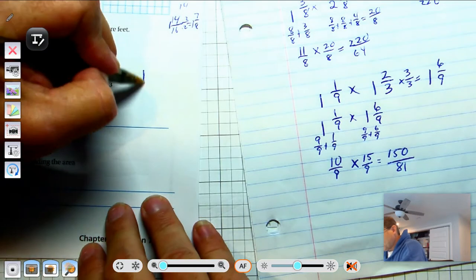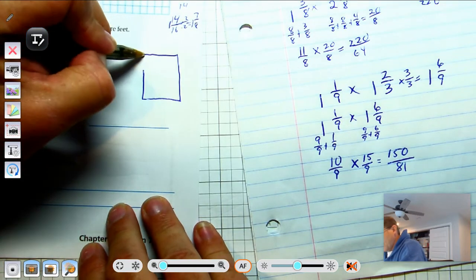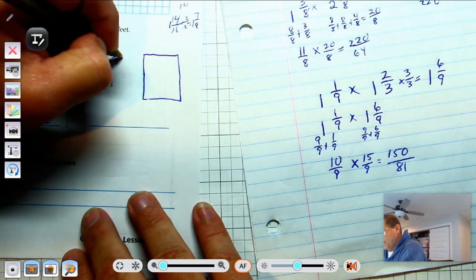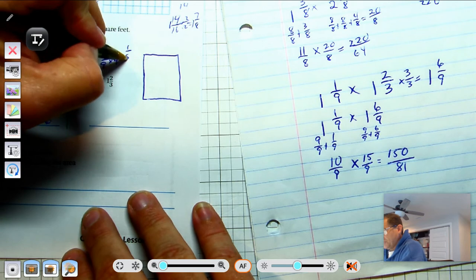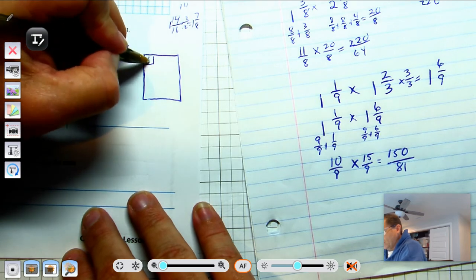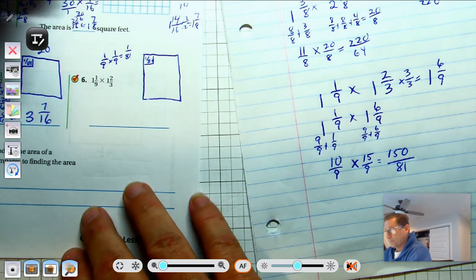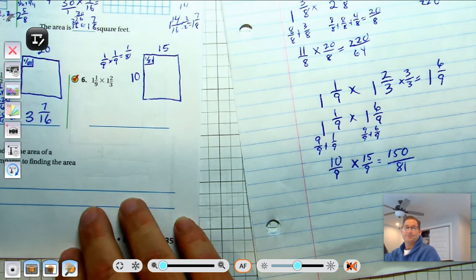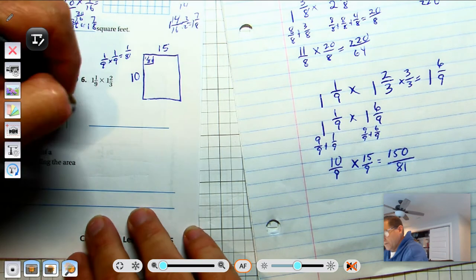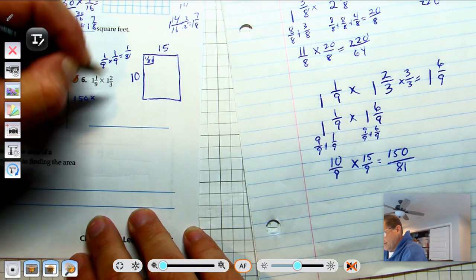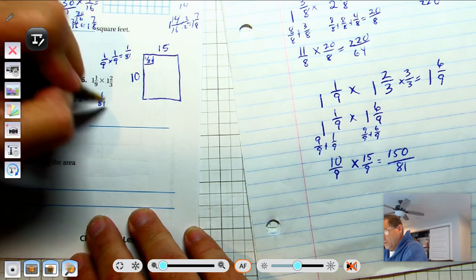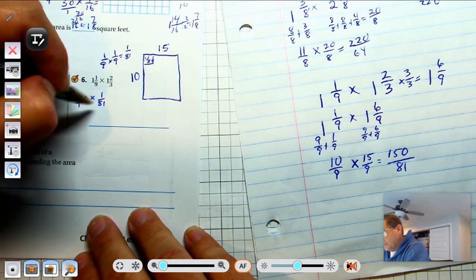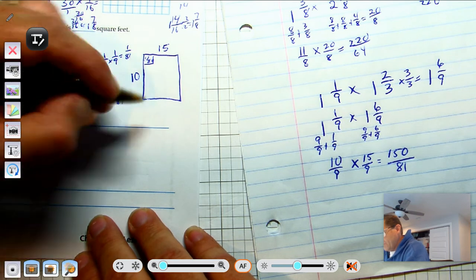So in our model, we're multiplying 1/9 by 1/9 pieces. So each square has to be 1/81. We're going to have 10 by 15. Okay, so that basically means we have 150 times 1/81. We have 150 of these 1/81 tiles. So we have 150 over 81.